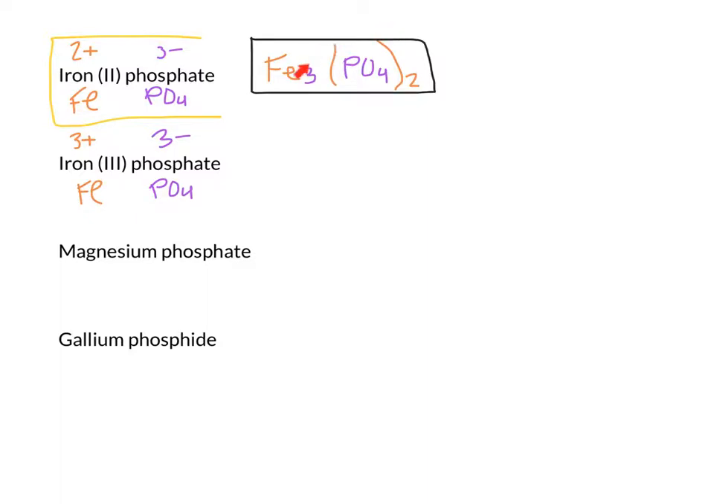So I crisscrossed those numbers, so this 2 goes up here, or used to go up here with the iron, because it has iron 2. That's what we're given. And this 3 was the charge of phosphate. But now that we've switched and crisscrossed, we have 1 solid compound, which is really nice.